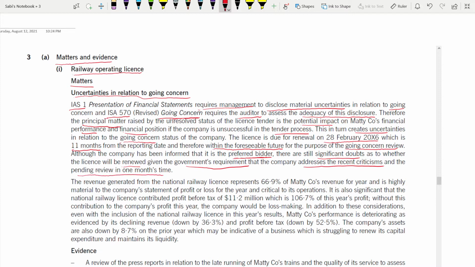If they do it, then only government will give them the tender. But there are doubts about that also, whether they can address those issues or not. What if they are not able to do it in 1 month's time? So when you're writing answers, don't just write doubts, write significant doubts. Use adjectives to make it sound very significant, very important.